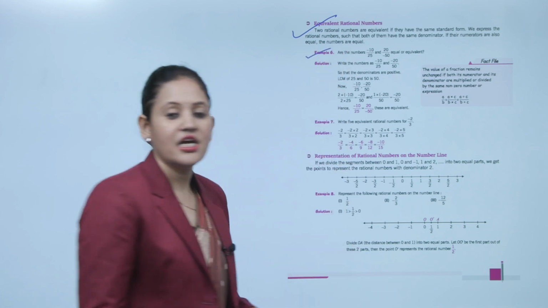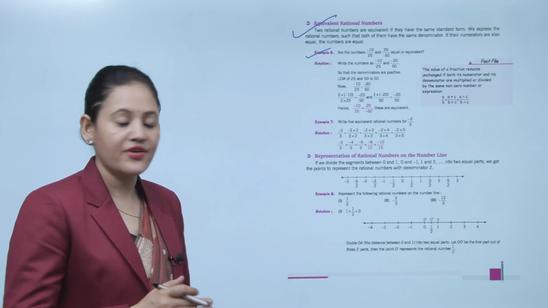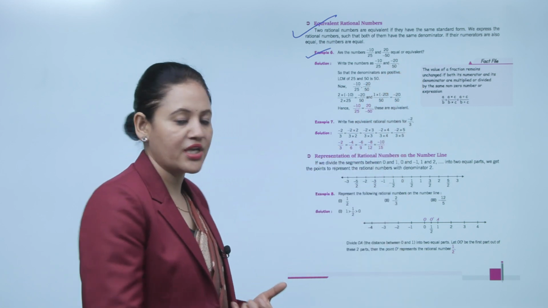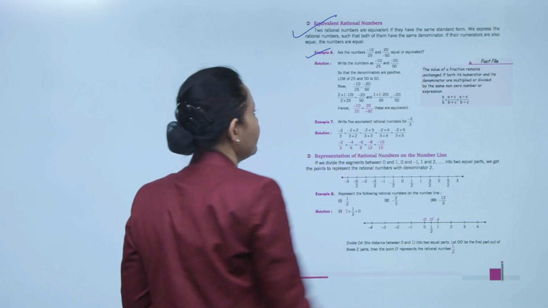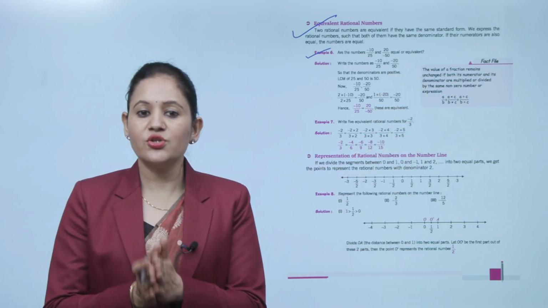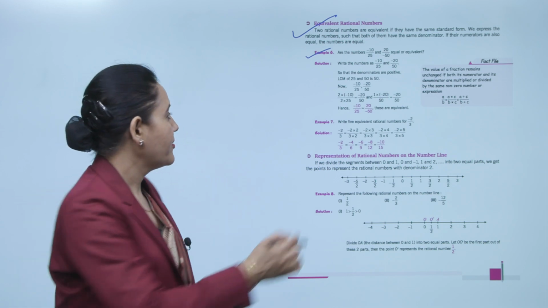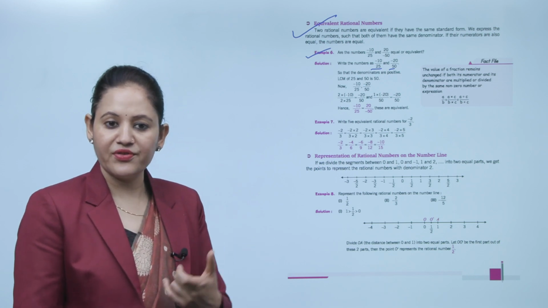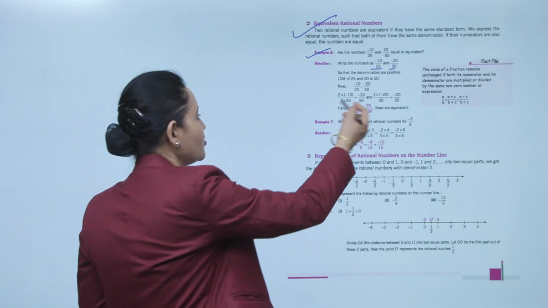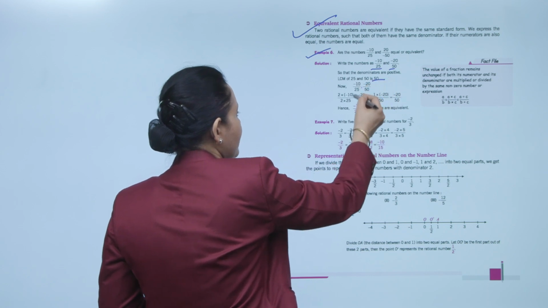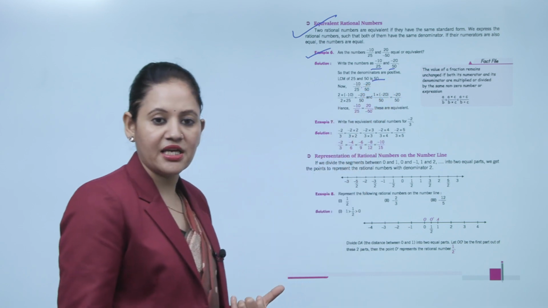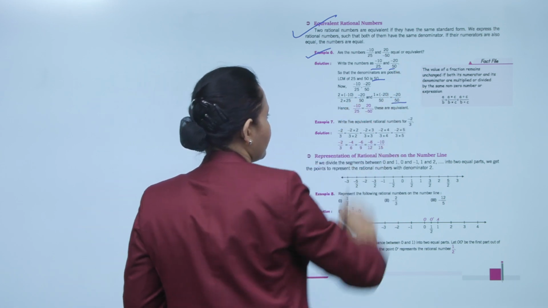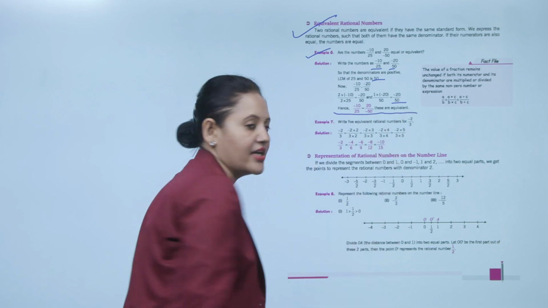So the solution will be: write the numbers minus 10 upon 25 and minus 20 upon 50. 20 upon minus 50 we can also write as minus 20 upon 50. Clear? So that the denominators are positive. Both are having positive denominators. Now we'll take the LCM of 25 and 50, that is equal to 50. So minus 10 upon 25, making the denominator the same, is equal to minus 20 upon 50, and the other is also minus 20 upon 50. So these are equivalent. Clear?